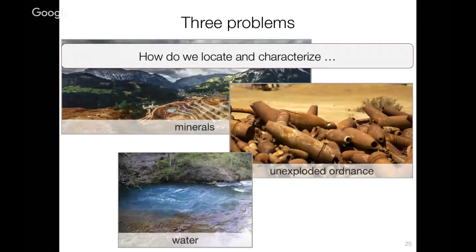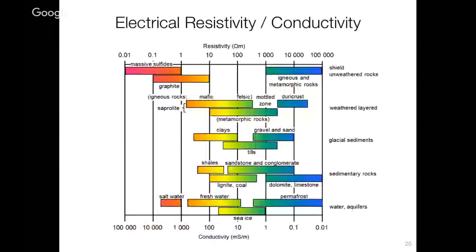But here's a generic problem. For instance, for minerals, how do we locate and characterize them? Maybe you've got unexploded ordnance. Maybe you've got water issues. Three different problems. The thing about those problems is they are connected with different physical properties.